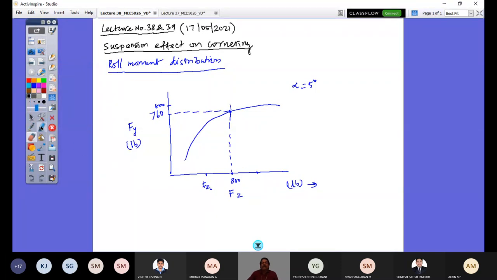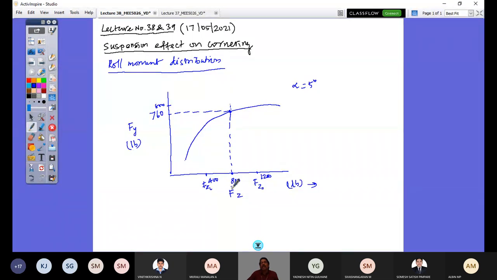So now you would have a load reduction in the inner wheel and an increase in the outer wheel because of lateral load transfer. That is what we have seen. So if this value happens to be, say, 400 and this value would be 1200, because per wheel it is 800, so the total is 1600 pounds, which was equally shared before the turn, the expected 760 will not be produced, as now this is the case.